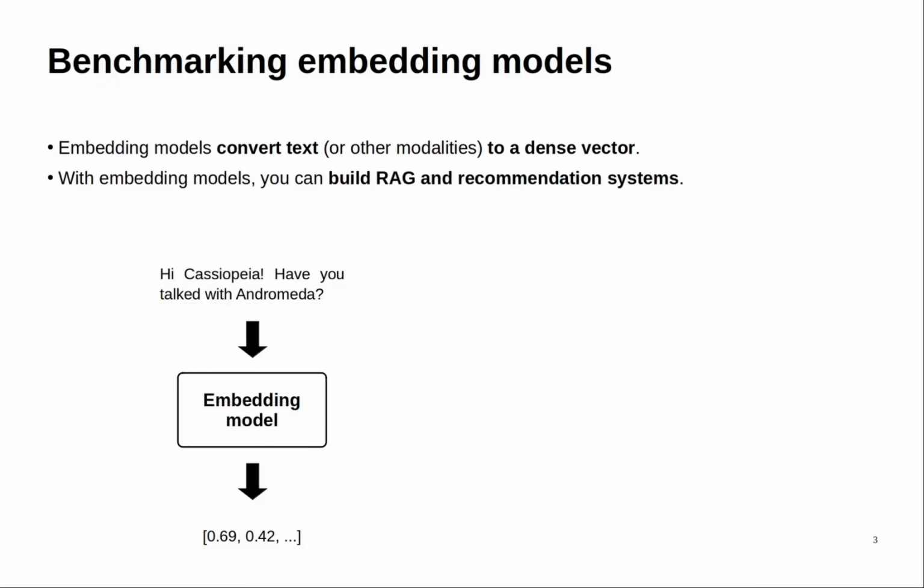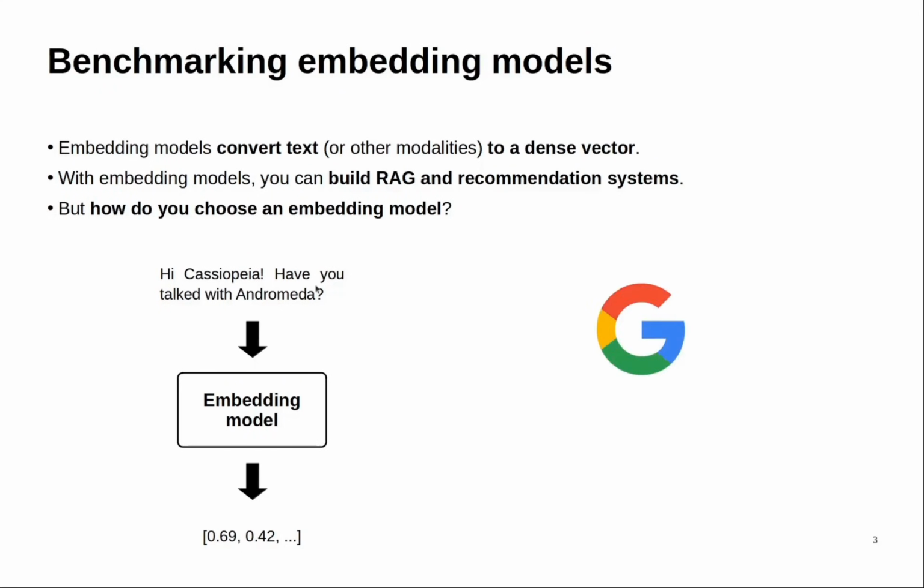Why do we use embedding models? We use them to build systems like retrieval augmented generation and recommendation systems. The dense vectors that we get from the embedding model capture the meaning of the text. This allows us to build amazing search products. The big question is, how do we choose an embedding model?